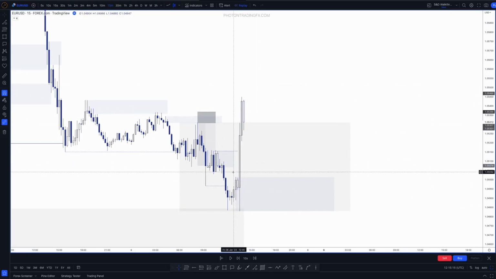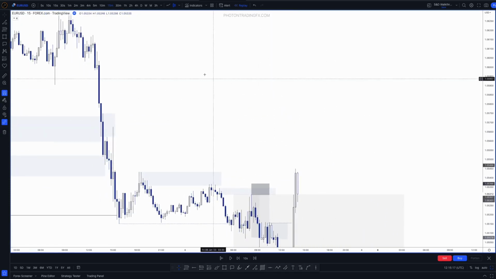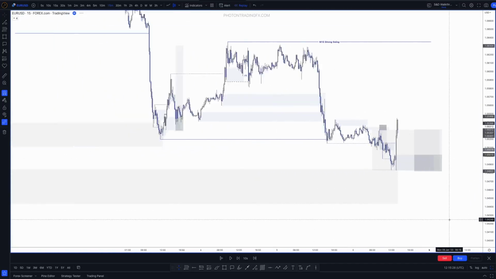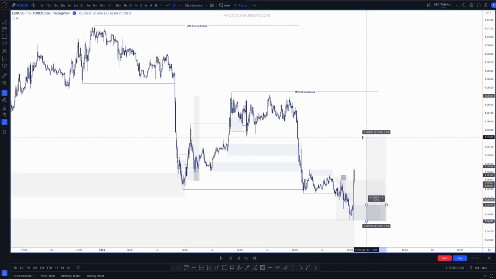Clear shift in structure. M15 internal is now bullish. Lots of risk reward to target. So this can be your M15 entry now, right? That's what you could classify as your risk entry. Again, you could enter on or within the zone. It's up to you. Quite a big stop, but you can do a fixed 5R.